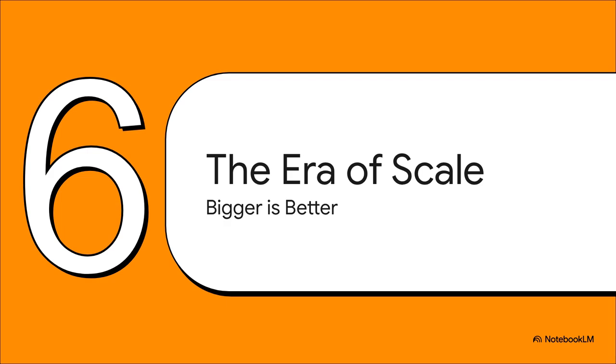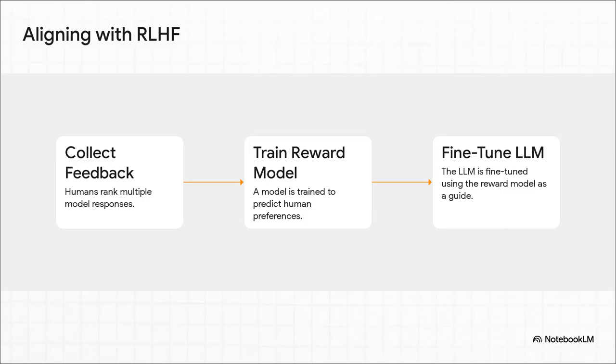And that brings us to the modern era, the era of scale. But with massive scale, you get new challenges. A model that's just trained to predict the next word isn't always helpful, or even safe. So researchers developed a process called reinforcement learning from human feedback, or RLHF. It's basically a three-step dance. First, humans rank different model responses. Second, a separate reward model is trained to predict what the humans will like. And finally, the main LLM is fine-tuned using that reward model as its guide, aligning it with our values.